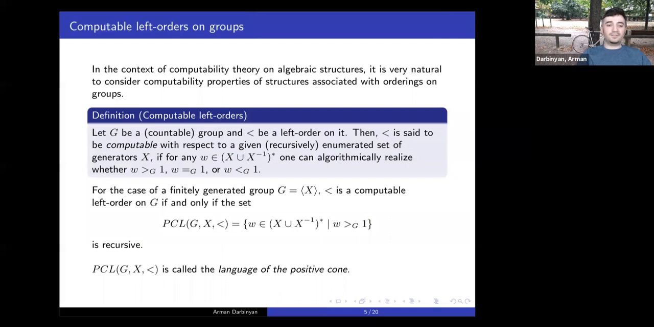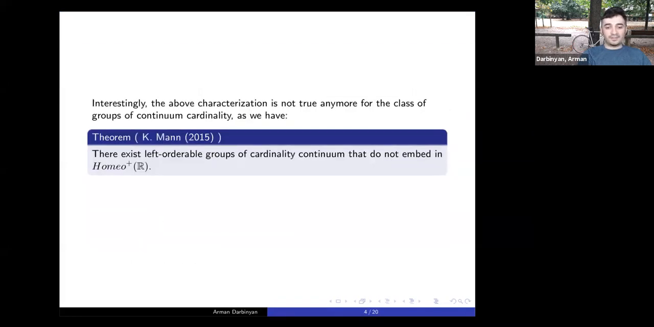So a curious fact is that, yes, I skipped this one. The curious fact is that once we move to the cardinality of the continuum, then this fact is not true anymore. However, the result is not trivial. It was obtained by Kathryn Mann in 2015, who constructed an example of a group of cardinality continuum that is not a subgroup of orientation preserving homeomorphisms of the real line.